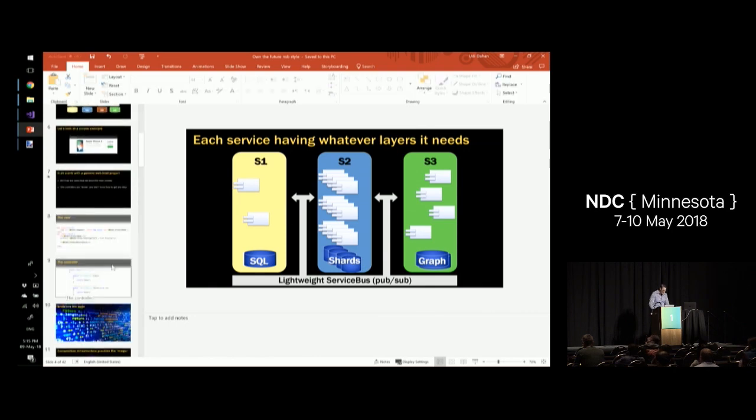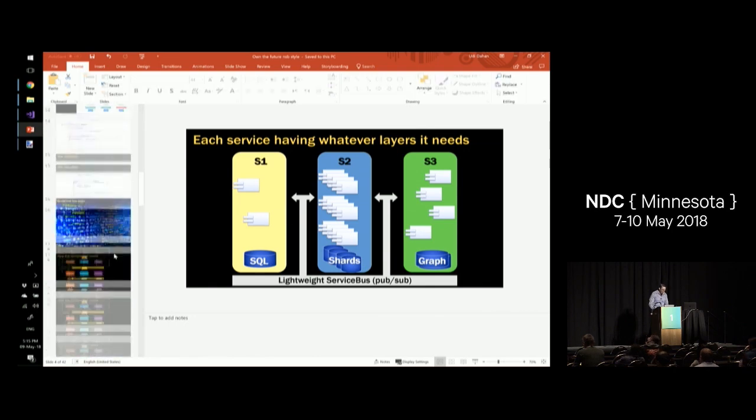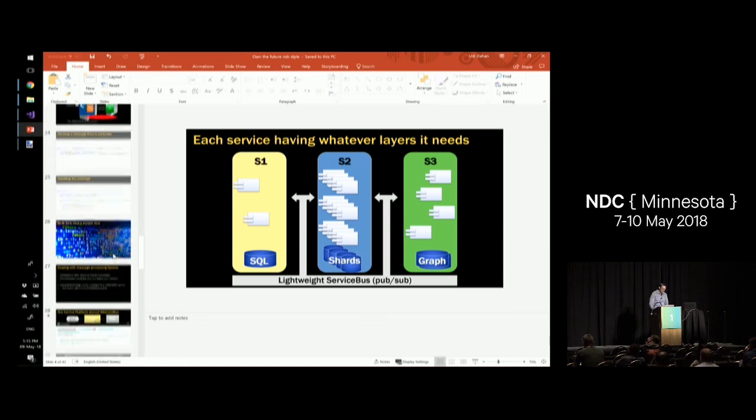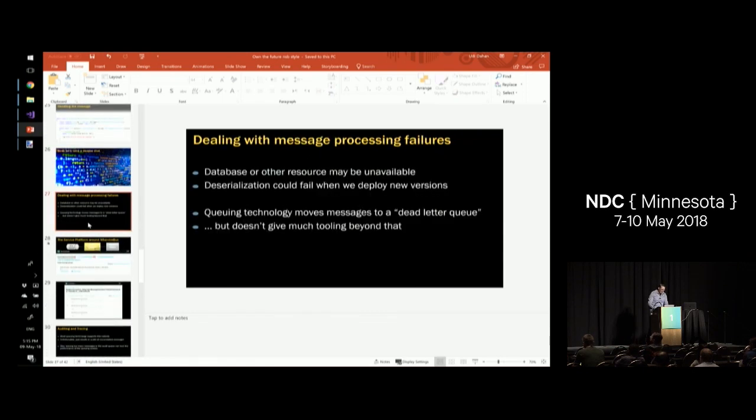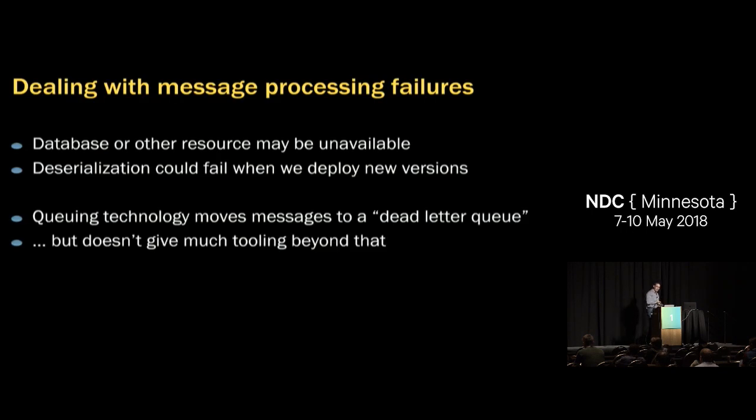Now, what I'm going to do is go really briefly through some of the other nifty things that happen when you use messaging. So, really quickly, message processing failures. It could be that your database is down. It could be that deserialization fails when you deploy a new version of your system into production. Of course, that's never happened to any of you here, but I'm pretty sure that you know of somebody who's had that problem once upon a time.